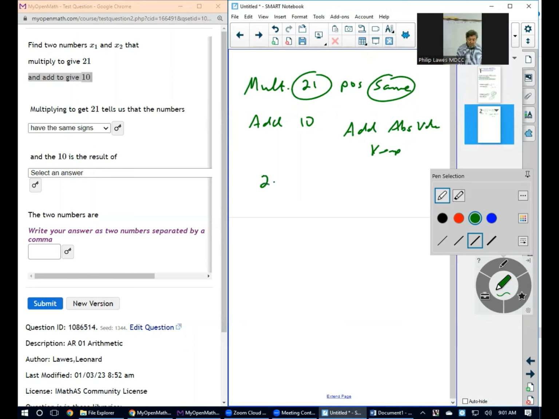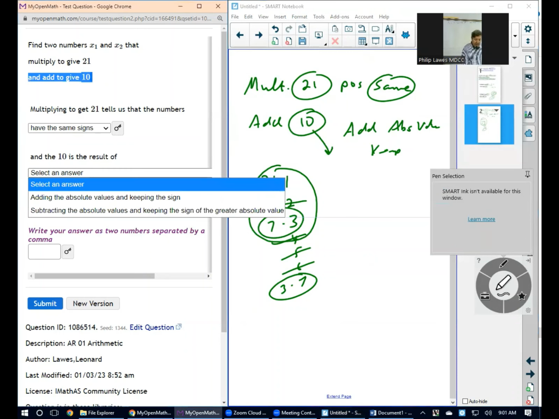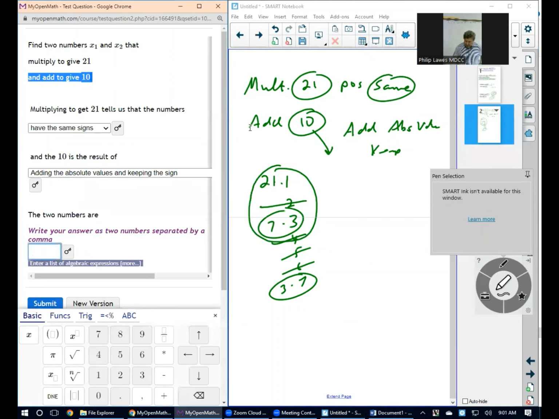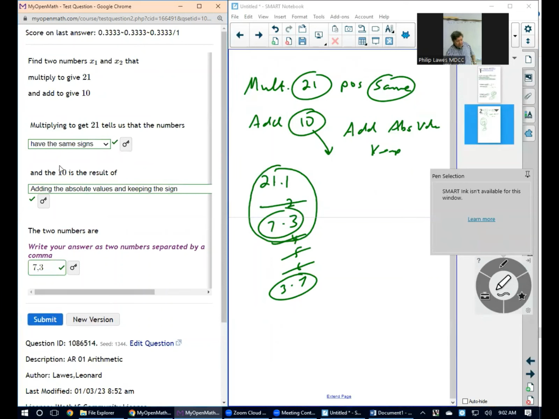21 divided by 1 is 21. 21 divided by 2 doesn't come out even. 21 divided by 3, 21 divided by 4, by 5, by 6, by 7, and you can see you're repeating yourself. So those are my two choices, and which one of those can add to give me 10? Well, it's 7 and 3, and since it's a positive 10, they're both going to be positive. And no, it doesn't matter which one you put first. So submit the answers, and we get a check mark for same signs, a check mark for add and keep the absolute values, and a check mark for 7 and 3.